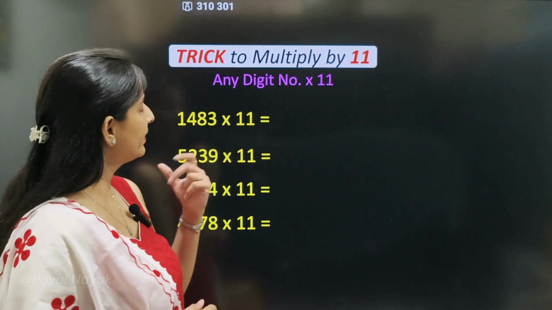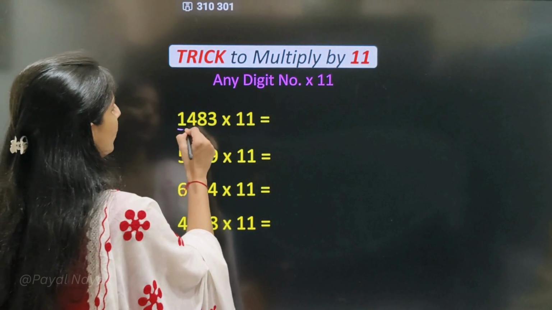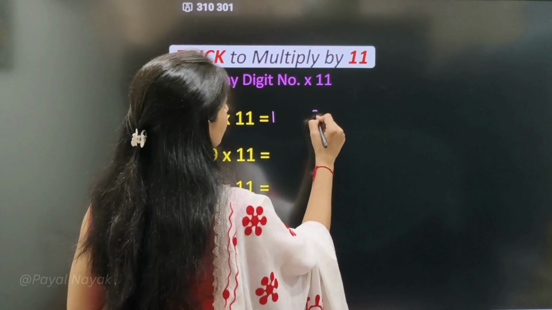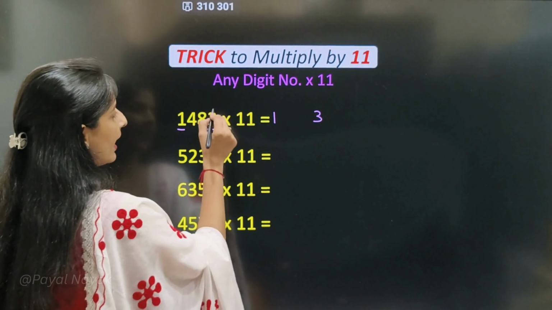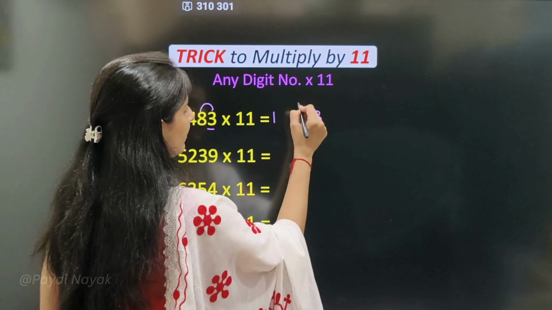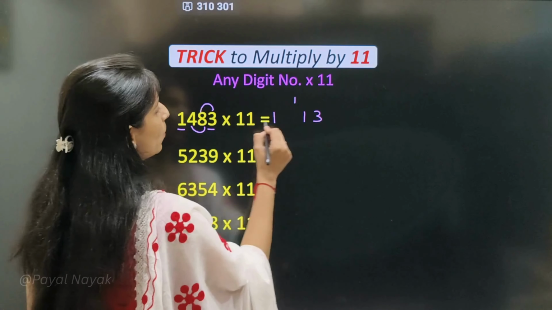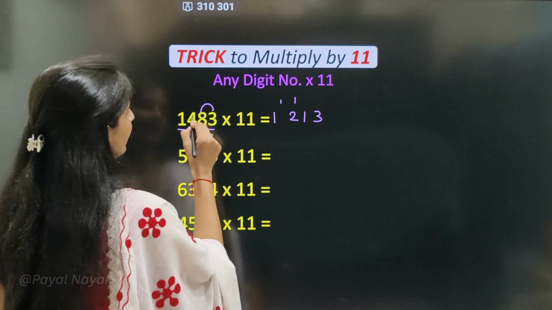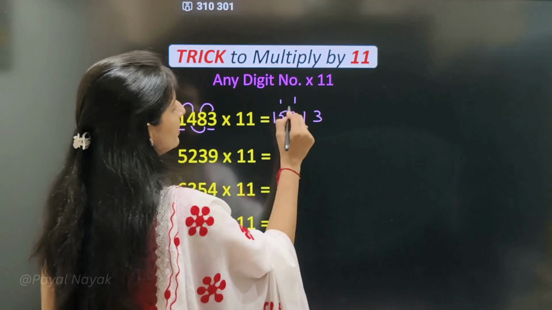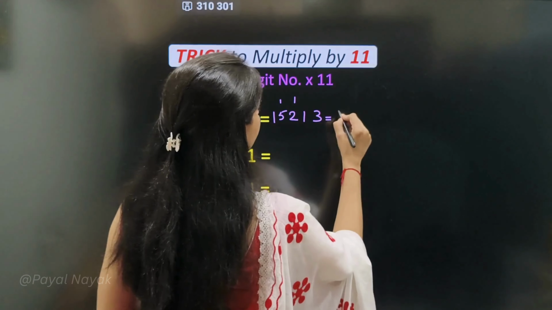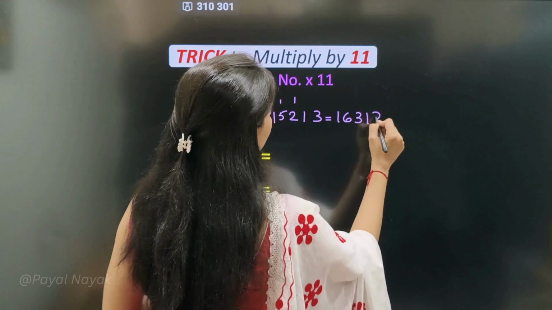Now consider solving these examples. So 1, 3, 1, 3. Now we'll just add 8 plus 3, 11. 8 plus 4, 12. And 4 plus 1, 5. So the final answer is 1, 6, 3, 1, 3.